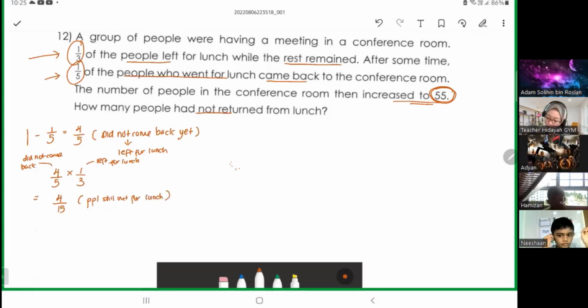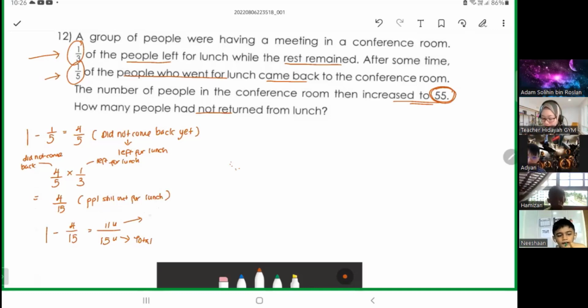Okay, so I want to know the remaining, right? So we take 1 whole minus 4/15 to find those who remain and those who came back already. Okay, so it will be 11/15 units. This is my total. This is the number of people left over.